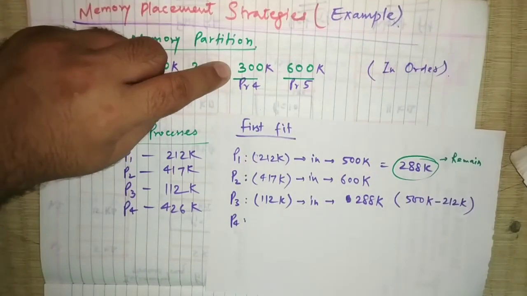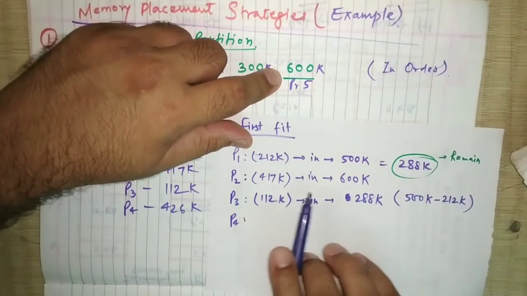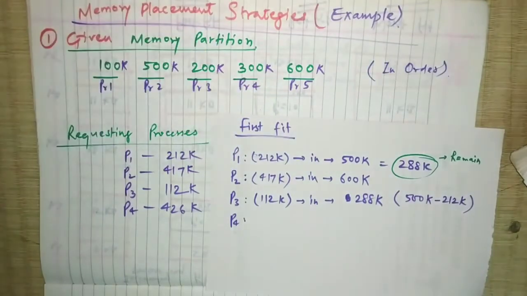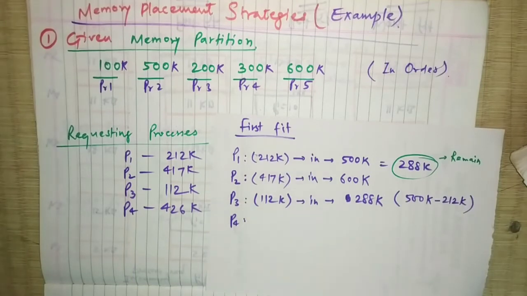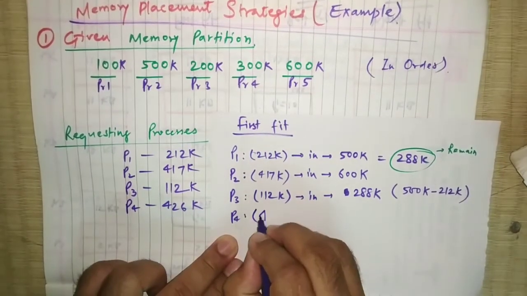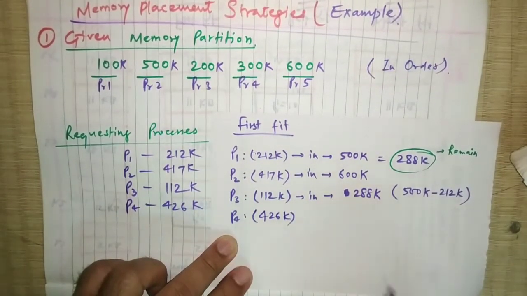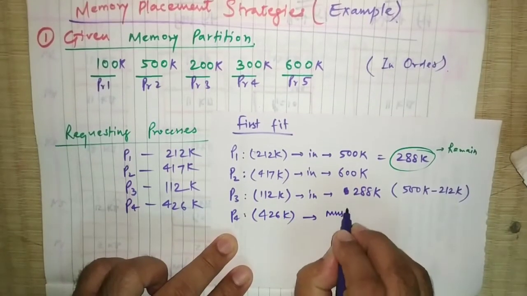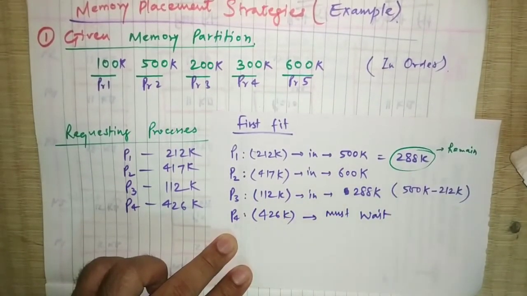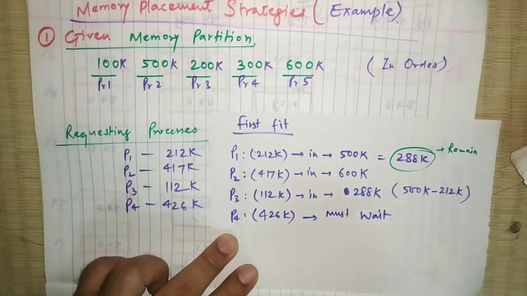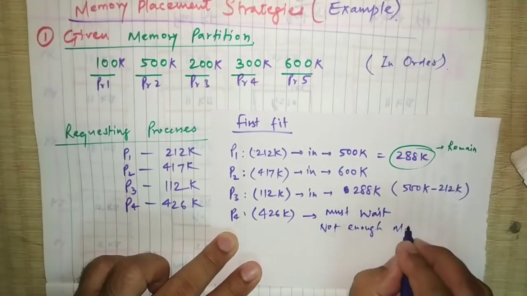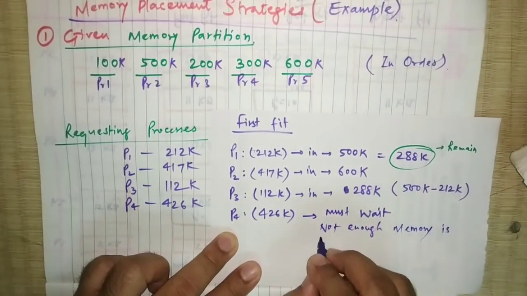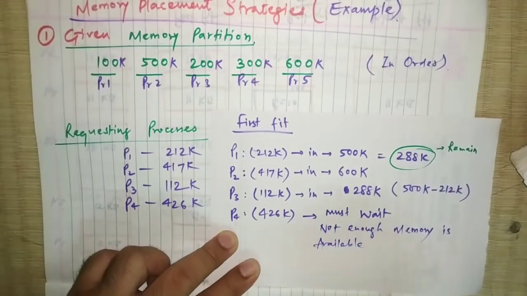200 not possible. 300 not possible. 600, we have already given 417 to the 600k. So for process 2 it has been broken, so we don't have enough space over here. So your P4 was having 426k, we cannot fit it. It must wait, because no memory partition is allocated to it. Not enough memory is available.